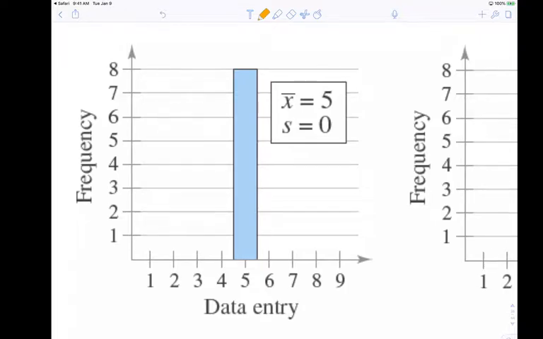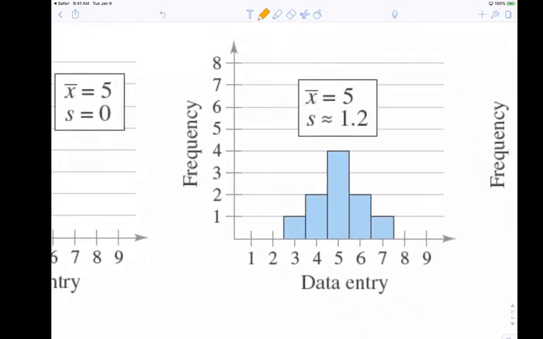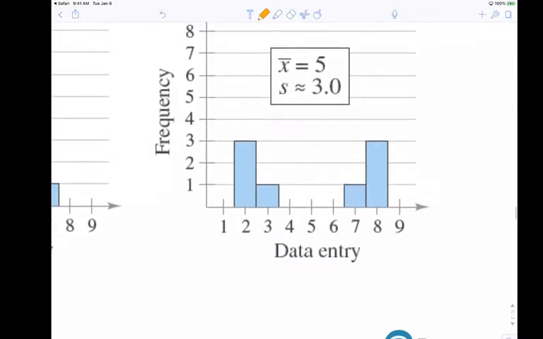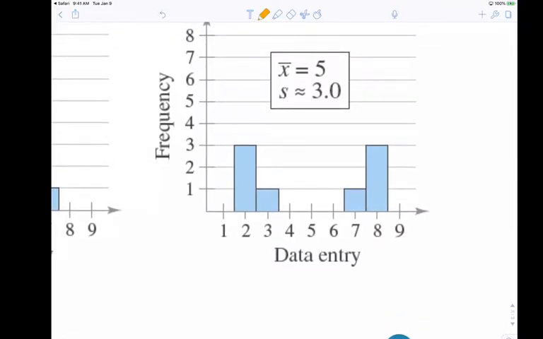All right? So then in the next one, the average is 5, but now the standard deviation is 1.2. So notice it's a little bit more spread out. It still bunches up around the center, but it's spread out more than the last one. In this one, the average is 5, but the data is very spread out, so it has a higher standard deviation. So the standard deviation is telling us how the data is moving away from the center. The higher the standard deviation, the more spread out the data is. The lower the standard deviation, the less spread out the data is.